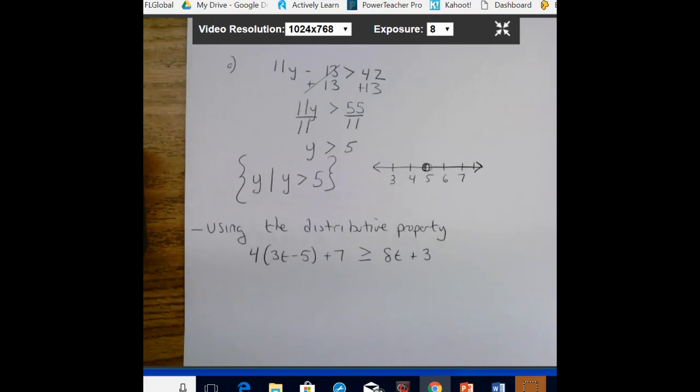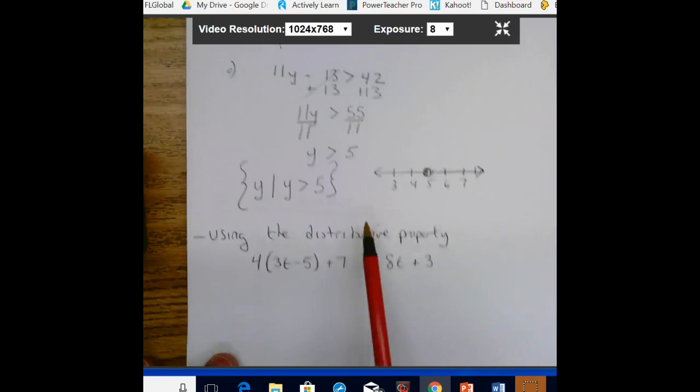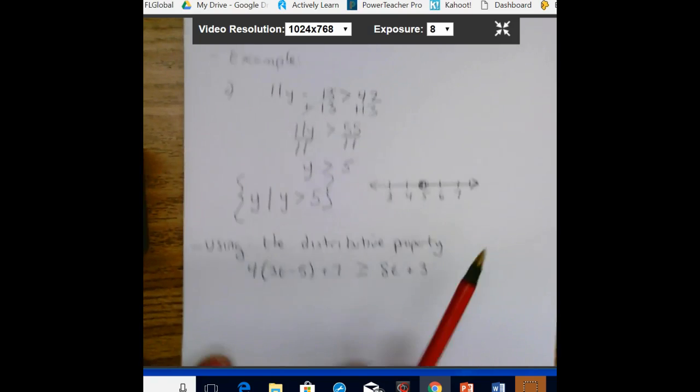So here's an example of using the distributive property. If you remember, the distributive property is the idea that if you have this number 4 outside the 3t minus 5 in parentheses, we can just distribute the 4 to the 3t and distribute the 4 to the 5 and play this all out how it should look. So let's go ahead and do that. So we're going to figure out this inequality, and it's a greater than or equal to. That makes it the inequality, and we're going to solve it where we get t on one side and a number on the other, and then we'll be able to write out the answer like we did here.